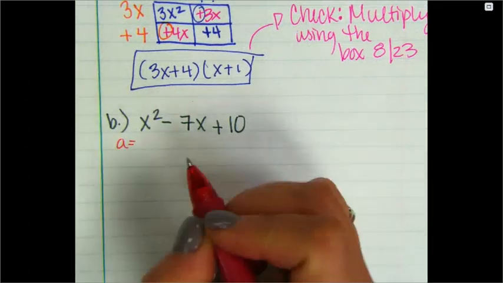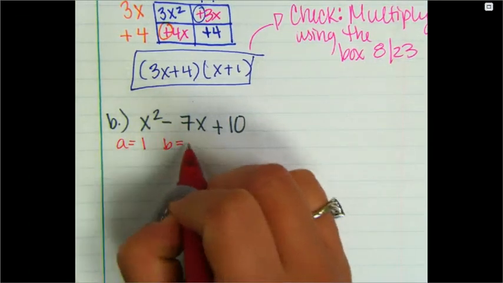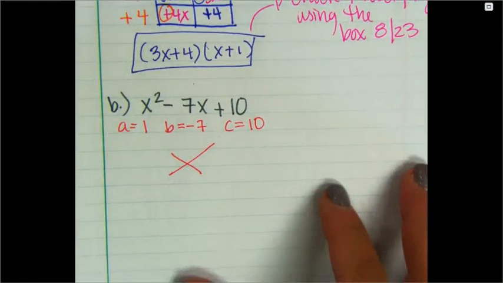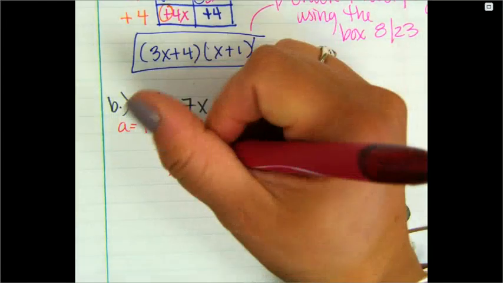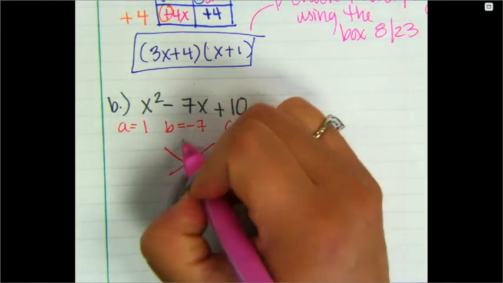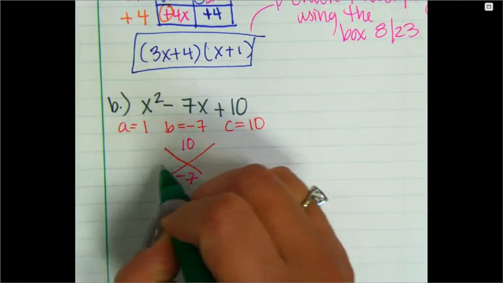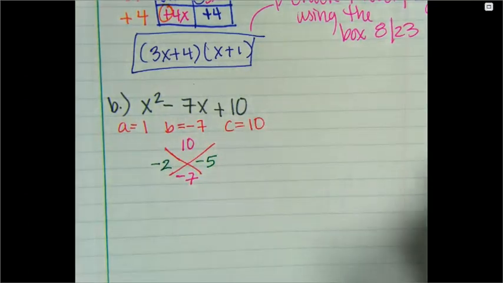What's your A? 1. Very good. What's your B? Good. What's your C? Wonderful. On top of my X, what do I multiply to put on the top? 1 and 10, which is 10. On the bottom is good. Who has the side numbers? There's only 4 of you that have them. What are they? Negative 2, negative 5. We good? All right, go ahead and bring down your stuff.